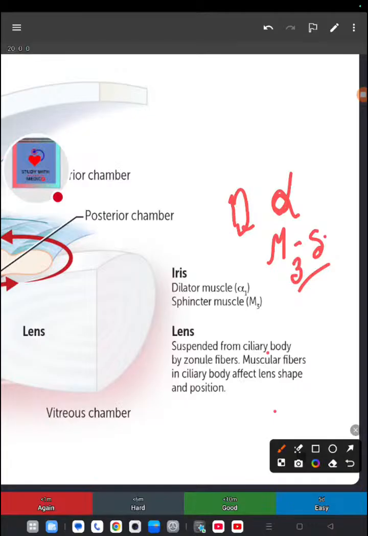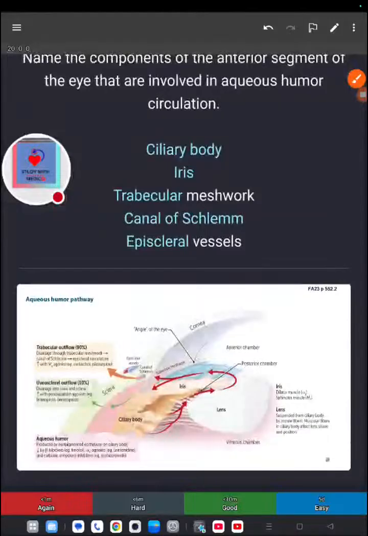The lens is suspended from the ciliary body by zonular fibers. Muscular fibers in the ciliary body affect lens shape and position.